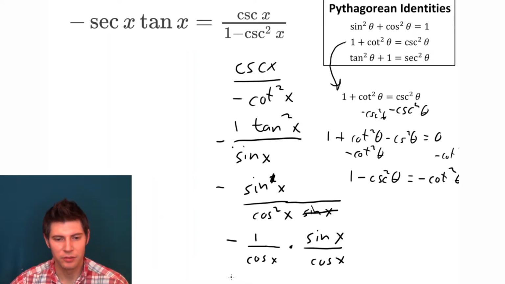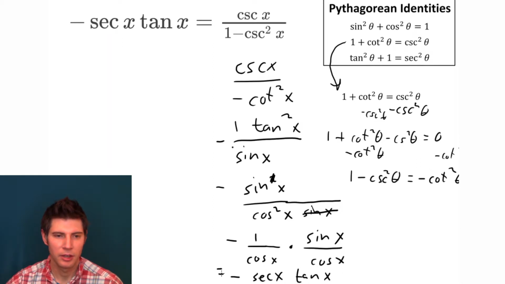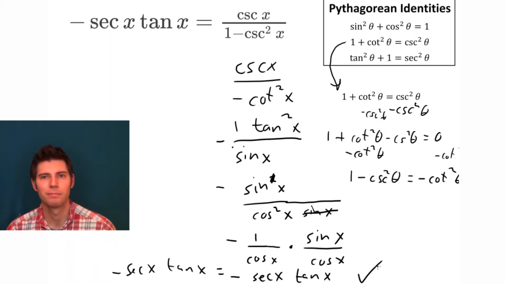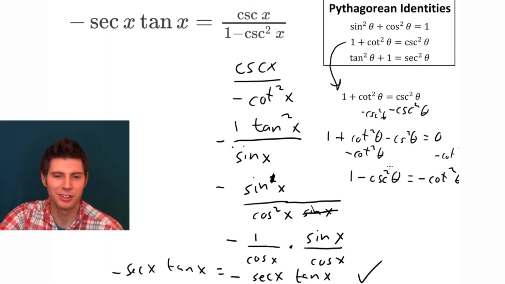So then we have the negative. 1 over cosine x is secant x. And sine x over cosine x is tangent x. And that's what we were trying to equal. So that one's done. Let's do the next one.